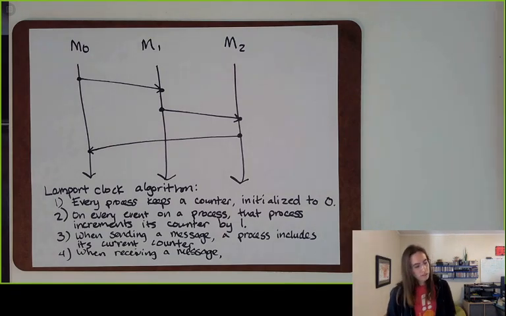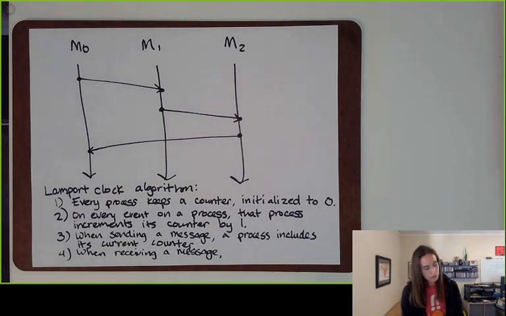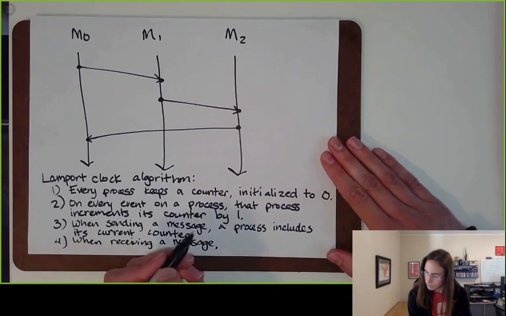Good, yeah. So presumably it's going to have something to do with that counter that got included with a message when it got sent, right? In step 3. If a process is going to be including a counter value along with the message it's sending, then presumably that has to get used somehow on the receiving end. So that's exactly what's going to happen. So the receiver is going to do the following.